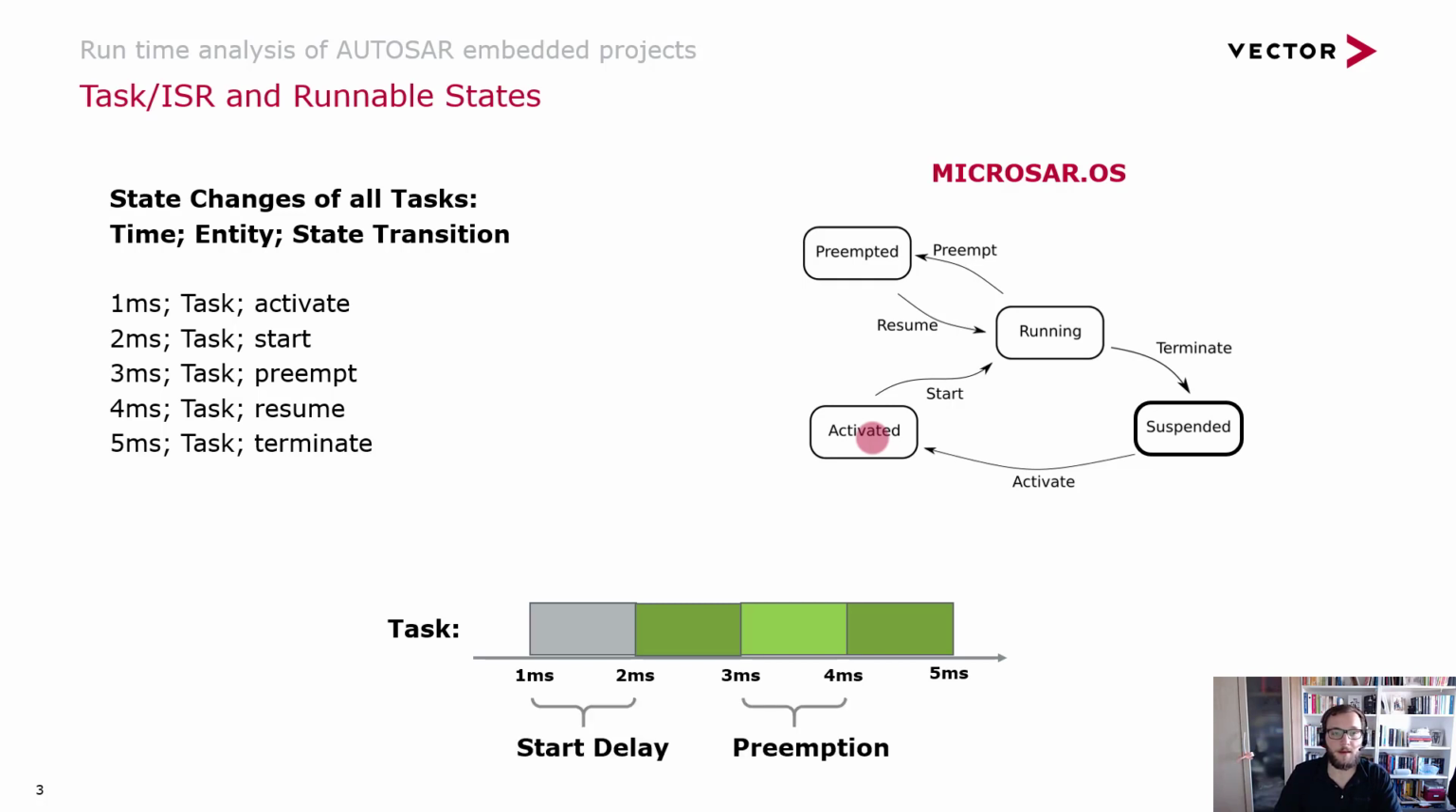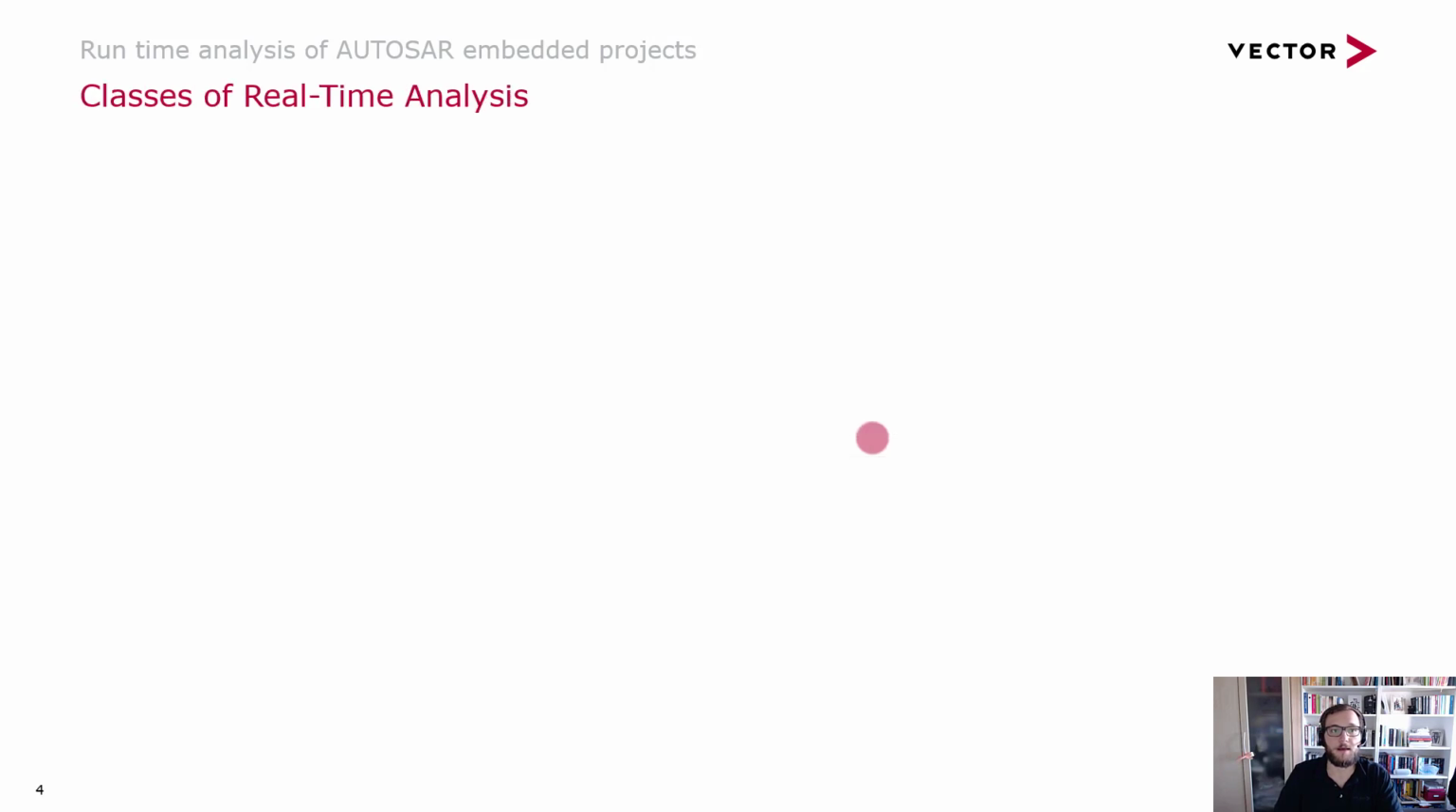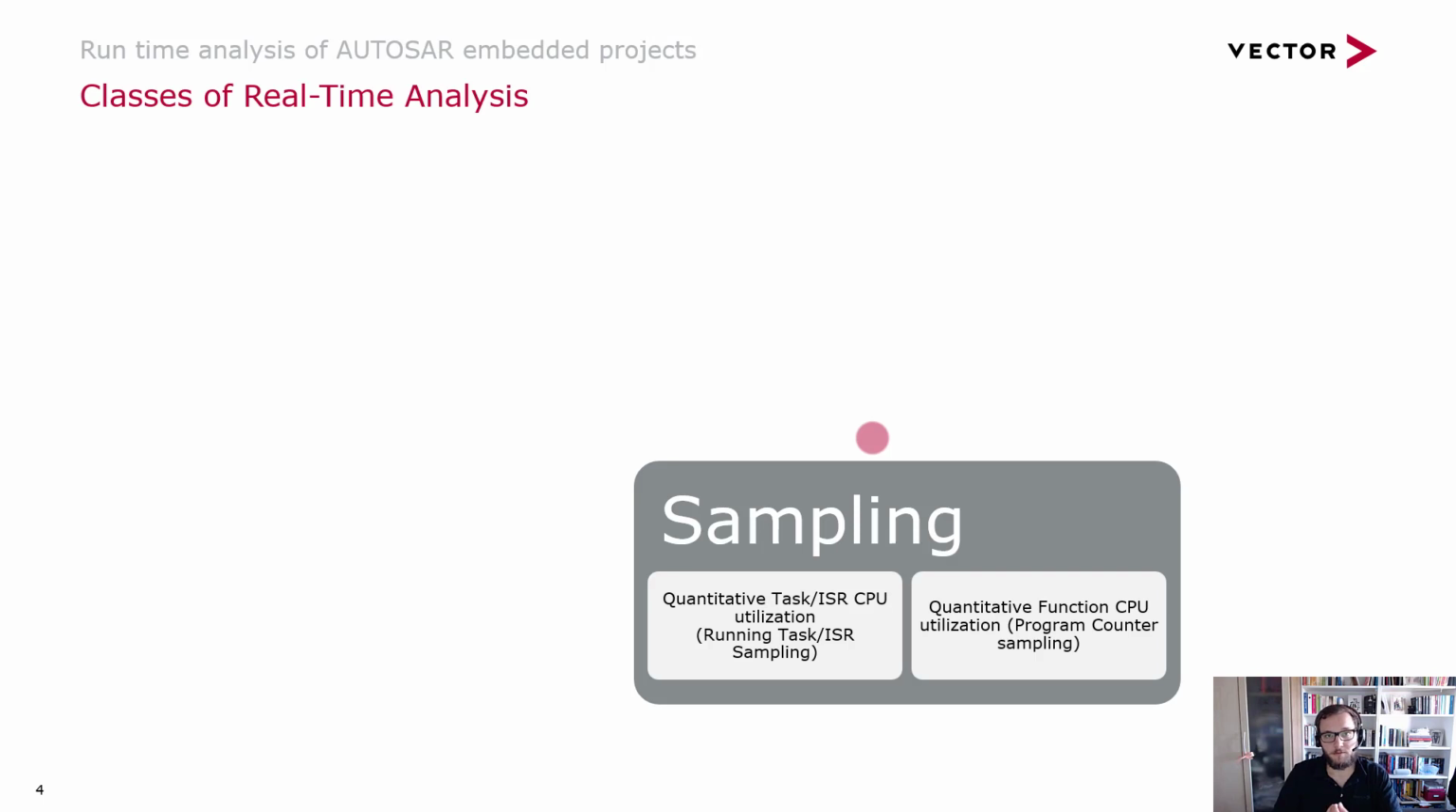Let's now have a look at the different classes of real-time analysis. Let's start with a very simple and easy method, which is sampling. By sampling, you can quantitatively analyze different tasks and ISRs by having a look at their state at different points in time. So depending on how frequently you sample the information, you get a more or less detailed picture of that.